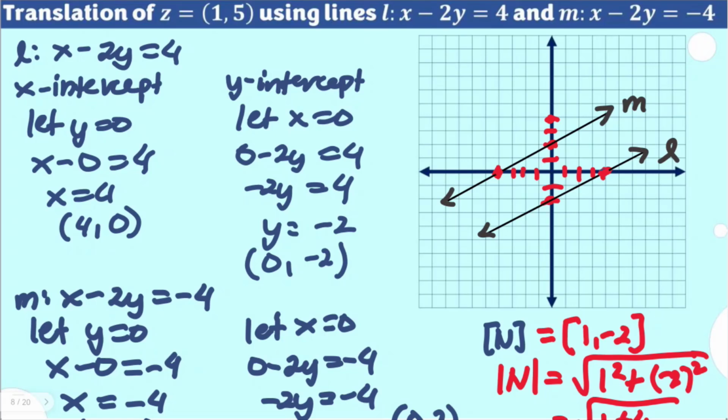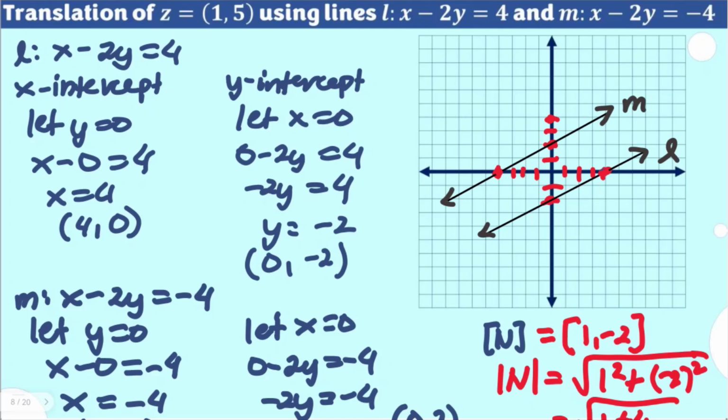This next video is still on the translation of a certain point on two different lines. We have here the line L: x minus 2y equals 4, and M: x minus 2y equals negative 4. We have already graphed them in the Cartesian plane, carried over from the previous videos, together with the identification of the intercepts that allowed us to graph that.